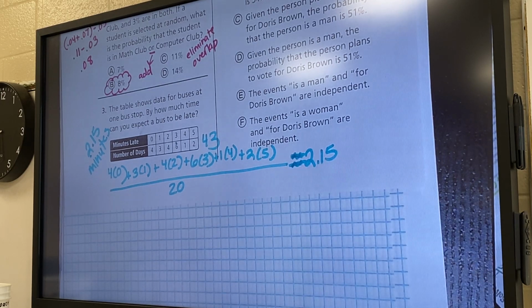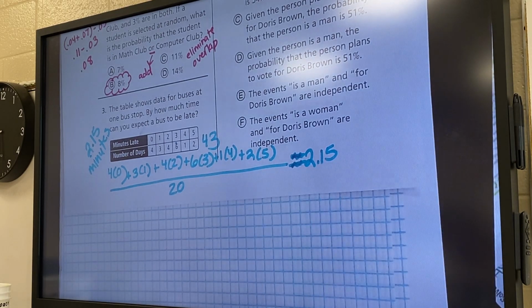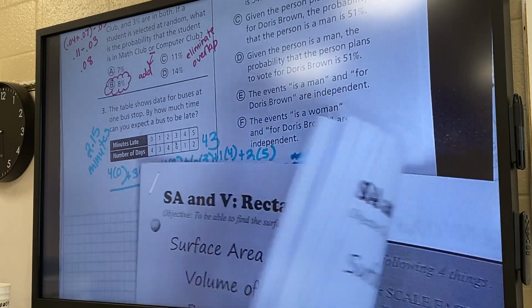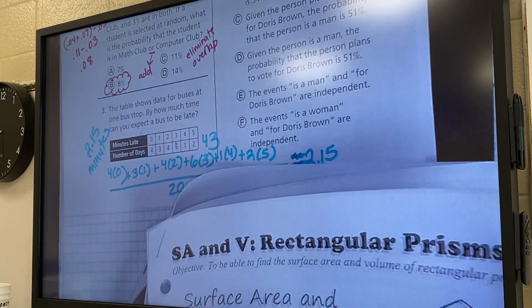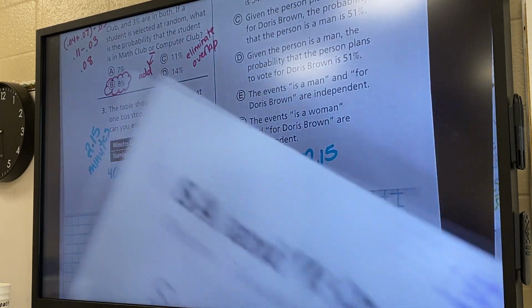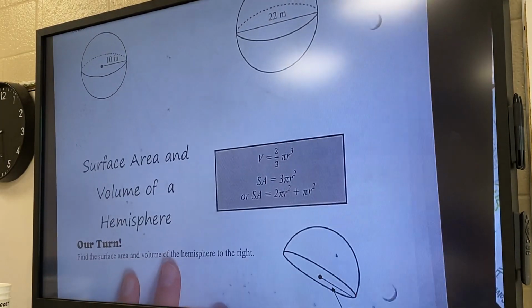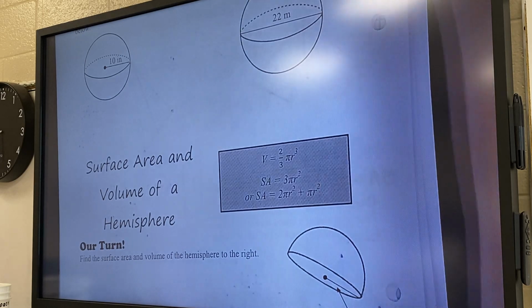Yesterday, did we have a worksheet yesterday? No. Okay, we did a quiz. Okay, good. All right. Get out your notes and turn to spheres and hemispheres. I made a quiz for this also because we're going to try to do 2 lessons today.